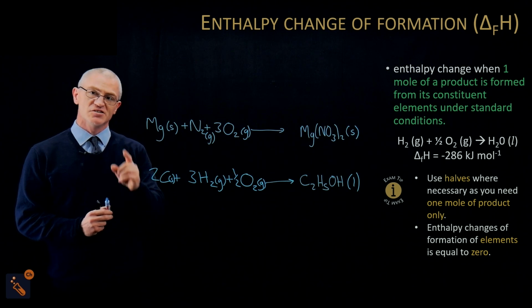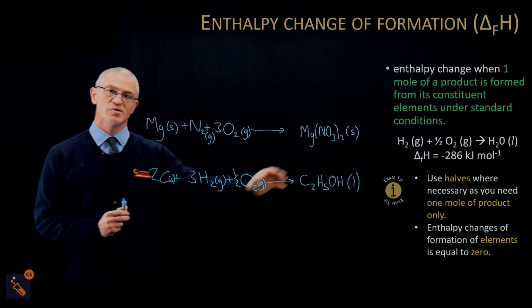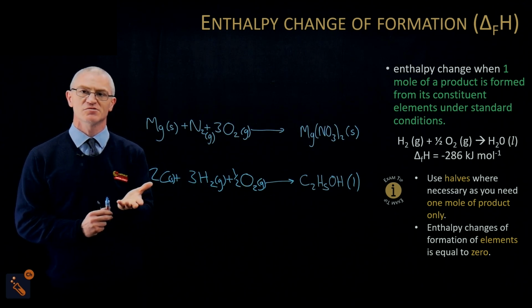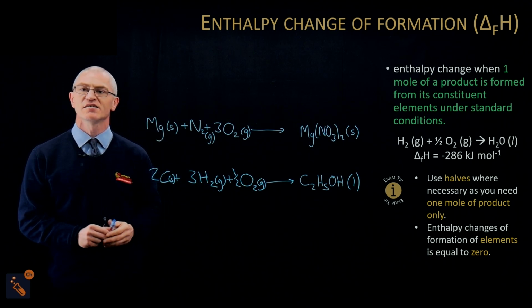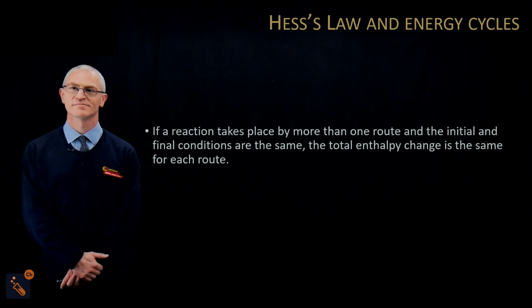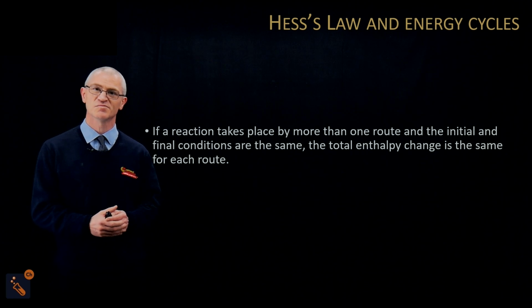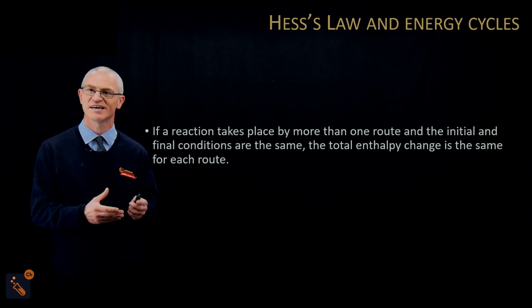So what we have now is two enthalpy changes of formation where we've made one mole of product and one mole of product there from its constituent elements at their standard states. So now that we know how to do the equations for enthalpy change of formation, we're going to see how we can apply it using Hess's law.